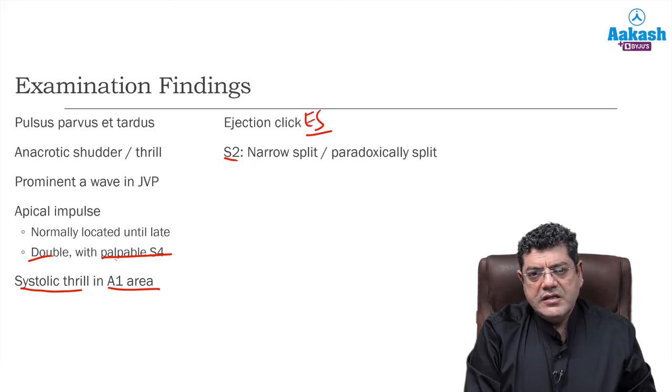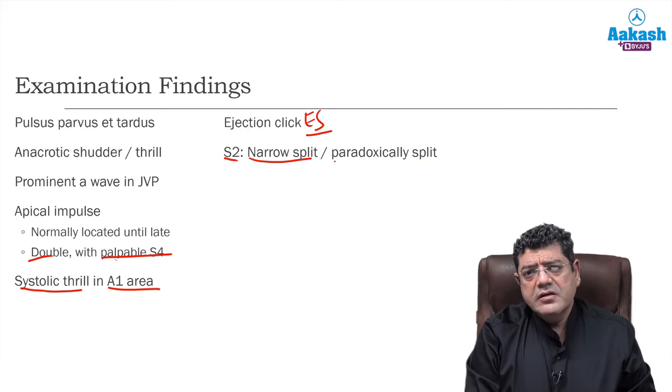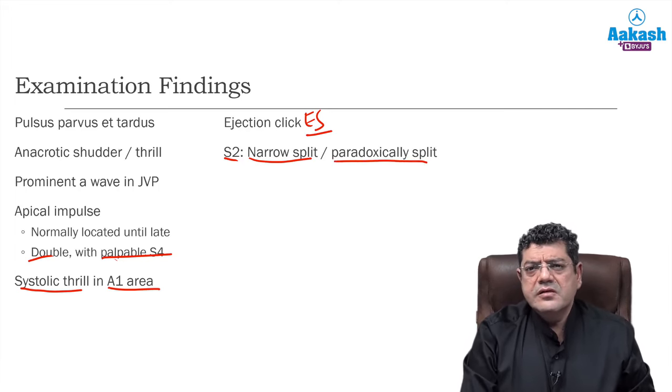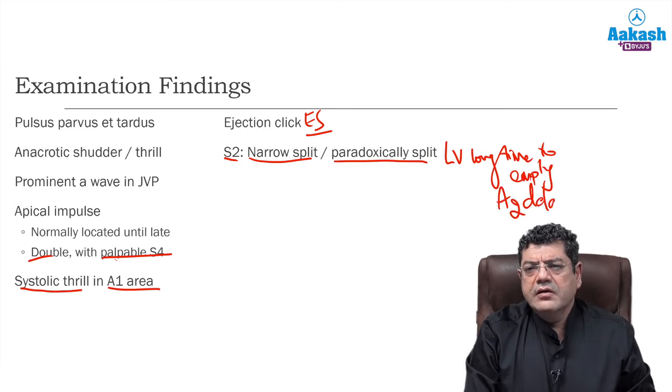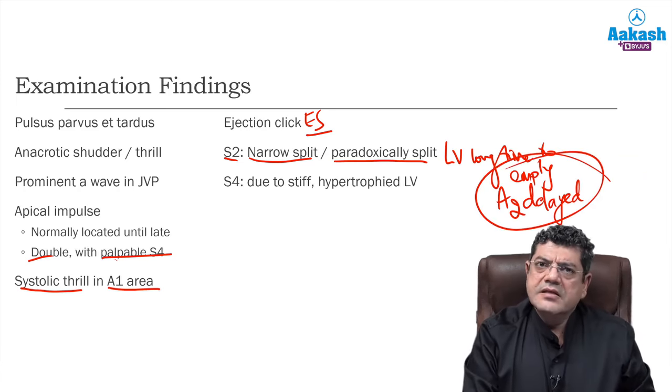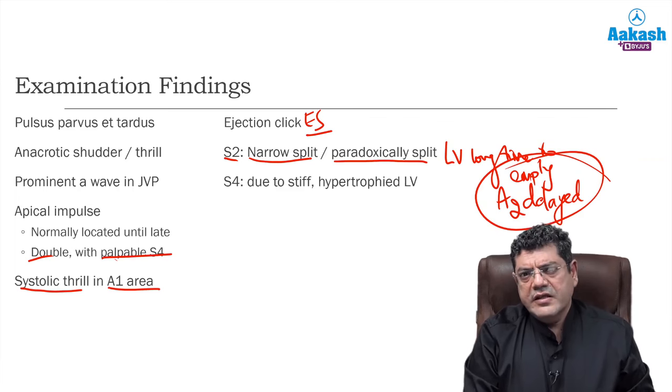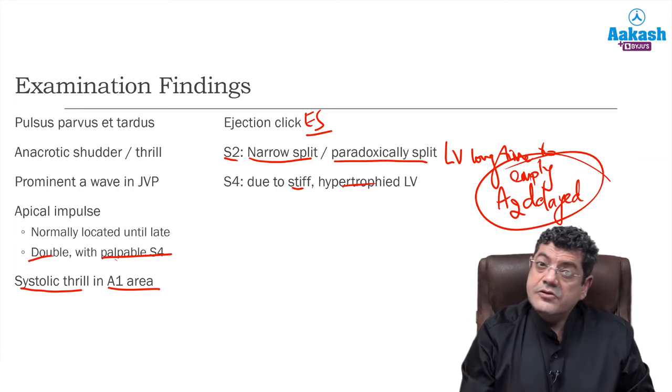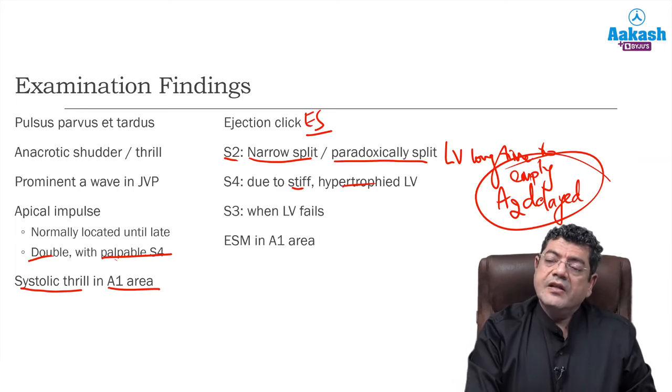The S2 is either narrowly split or paradoxically split. Why? Because the left ventricle takes a long time to empty. So the A2 is delayed, right? That's the reason the second heart sound can be narrowly split or paradoxically split. You can hear an S4 at the apex, which is due to a stiff and hypertrophied left ventricle. When the LV fails, you can even hear an S3, right?